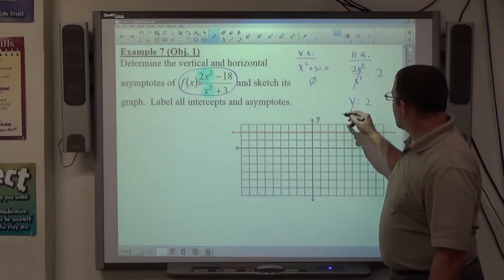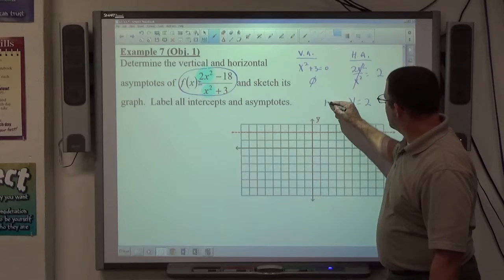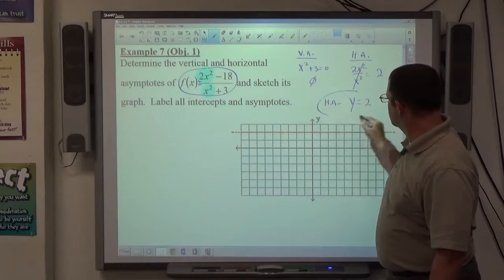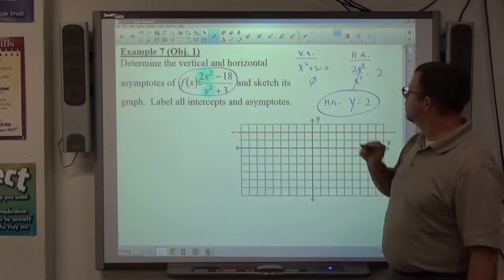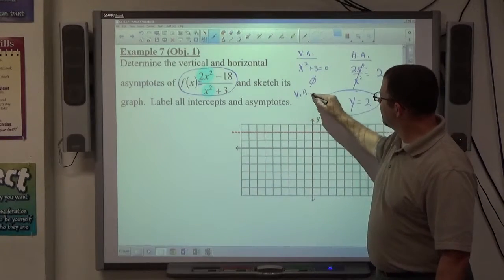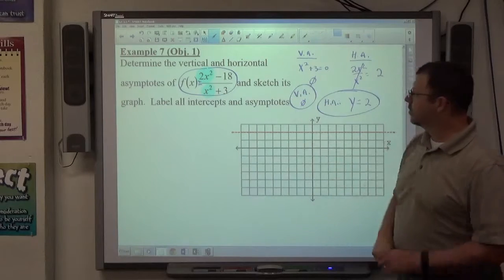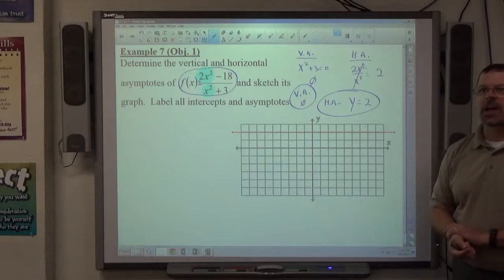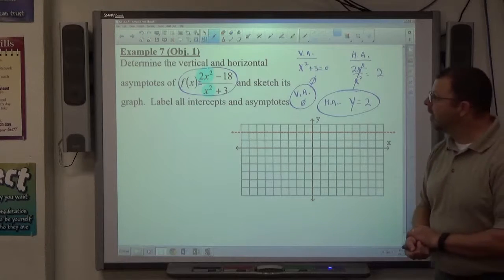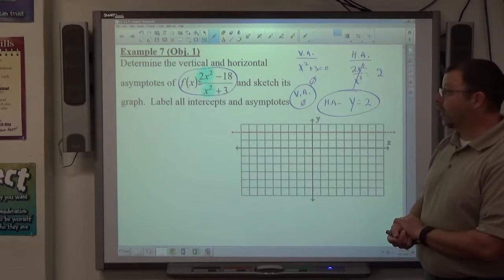As far as labeling my paper is concerned, horizontal asymptote y equals 2, because again, it did tell me to determine that. VA, there isn't one. So to determine them, there's no vertical asymptote, there's a horizontal asymptote. Again, identifying what they asked me to identify. All right, next, we wanted to sketch this graph.